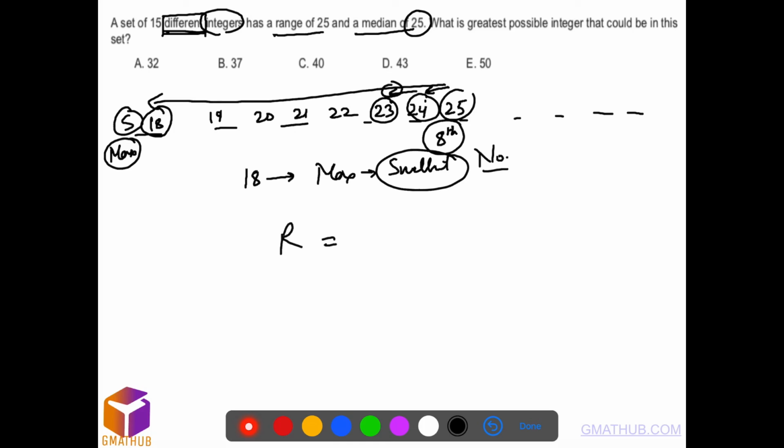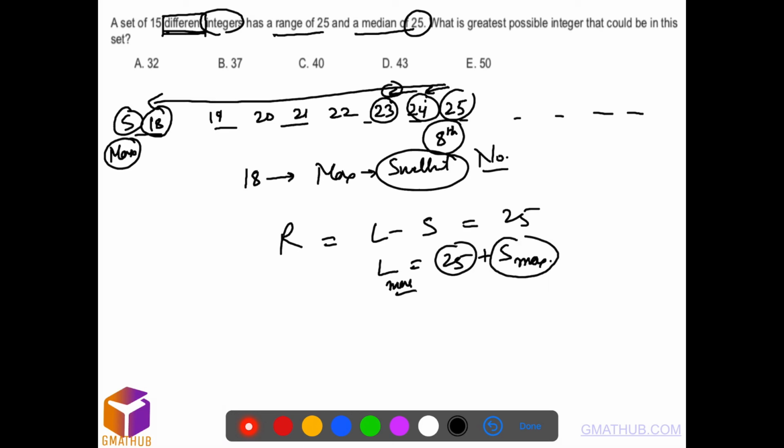And range is given as largest minus smallest, which is 25. So largest is nothing but 25 plus smallest. So when smallest becomes maximum, the largest will become maximum in this case, right? Because 25 is fixed, the only variable is smallest number, s, and that maximum is 18. So maximum value of the largest number will be 43.